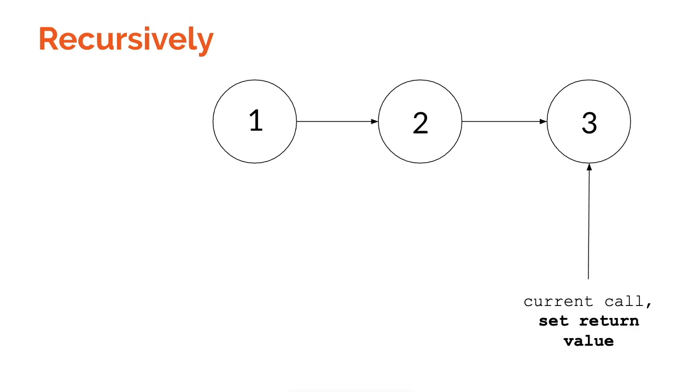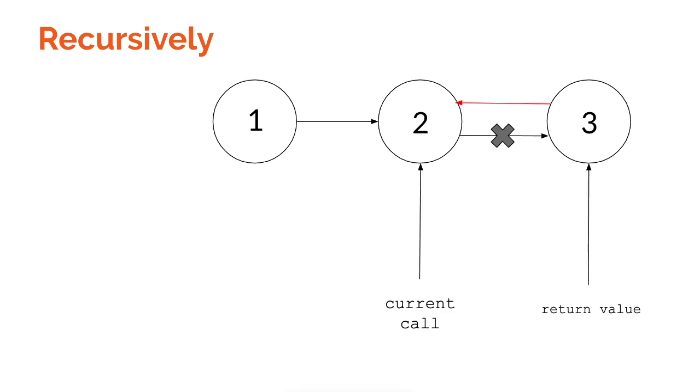So after we return our last node, we go up 1 layer, and now our current call is looking at node 2. And this is where we actually do a reversal. So we'll say current.next.next is equal to current. So 2.next is 3. 3.next we want to point back to 2. And we also want to set current.next equal to none. And that's how we get rid of that pointer you see from 2 to 3.